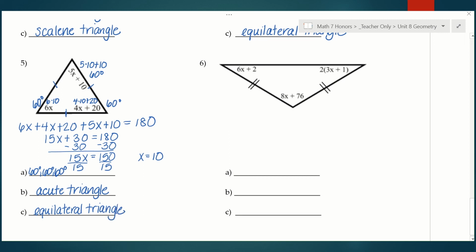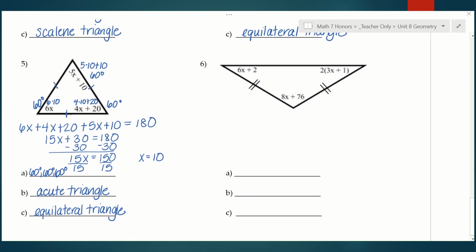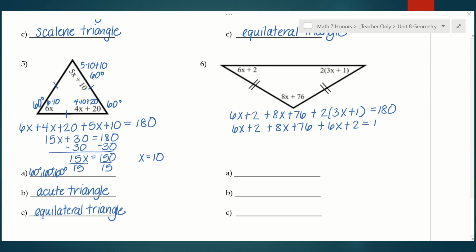Okay. All right, number 6, last one. So again, I don't know anything about the angles, but I do know that their sum is 180 degrees. So we're going to start by writing our equation, showing that when I add the three angles together, I would get 180 degrees. Your next step is going to be to distribute. So I'm just going to kind of bring all of this down. And I have to distribute that too. And now I'm ready to combine like terms.